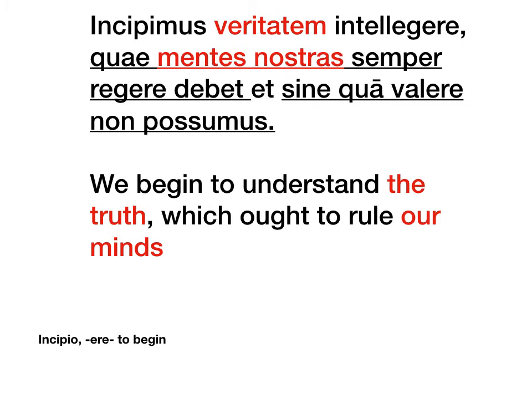Okay, so that's the first relative clause. Not too bad, it's pretty straightforward. Quae was just the subject of that relative clause, whereas mentes nostras, again, our minds, is the direct object.